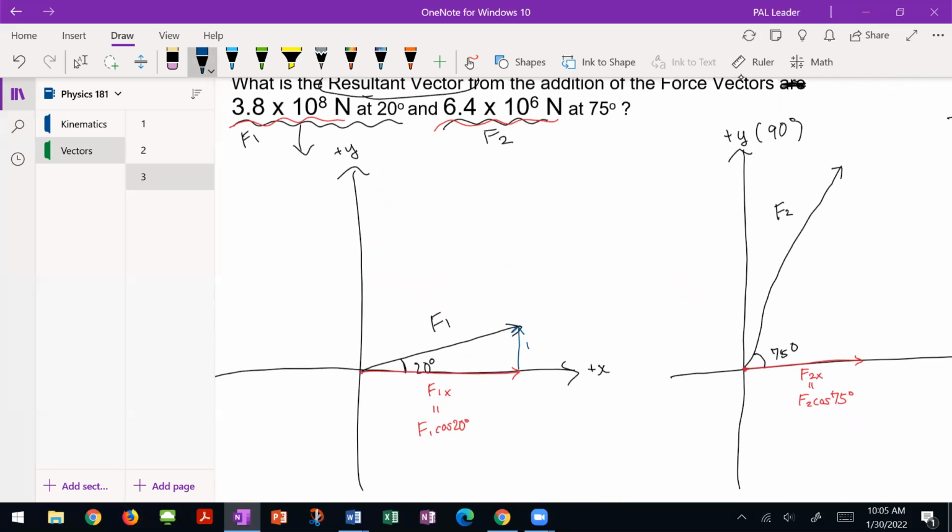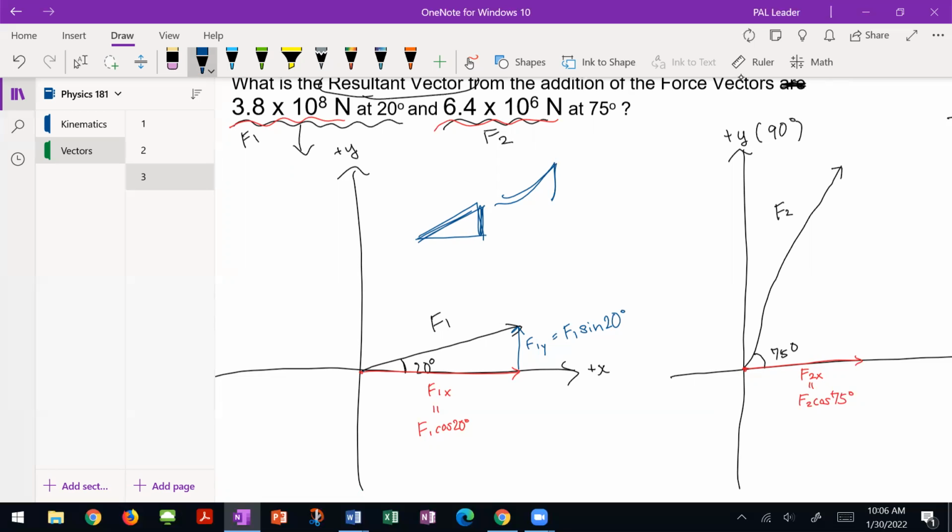I'm going to call this F1y equals F1 sine 20 degrees. I don't know if I should explain this or not, but how I know it's sine is because we have a triangle like this, right? Imagine we have this and this. Doesn't that look like the cursive S? So that's how I know it's sine.